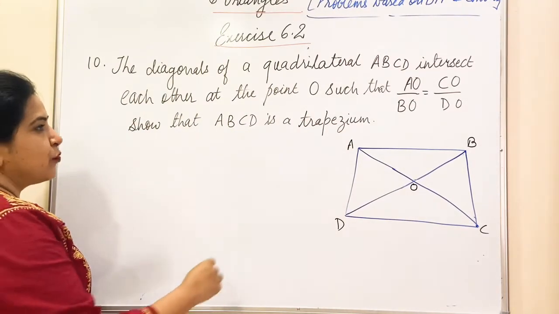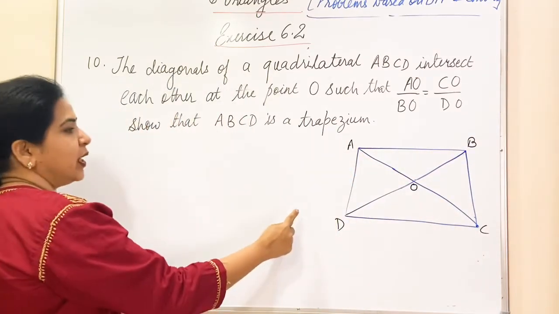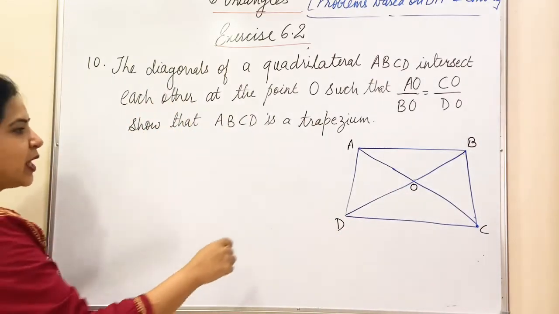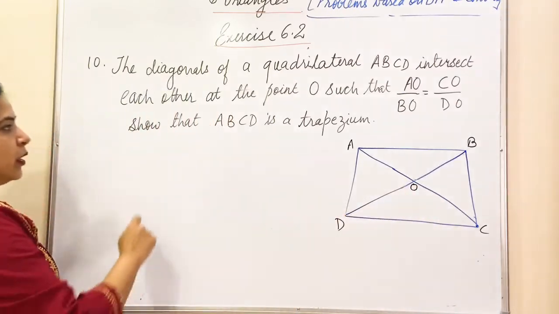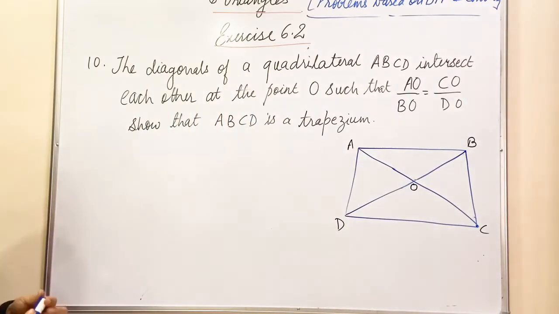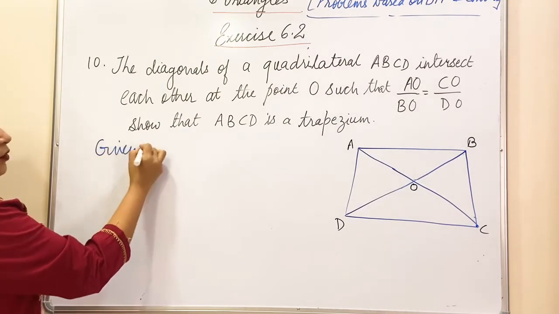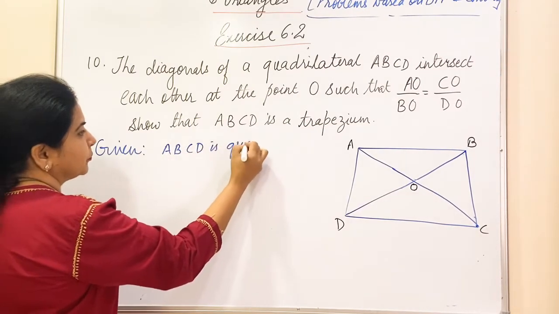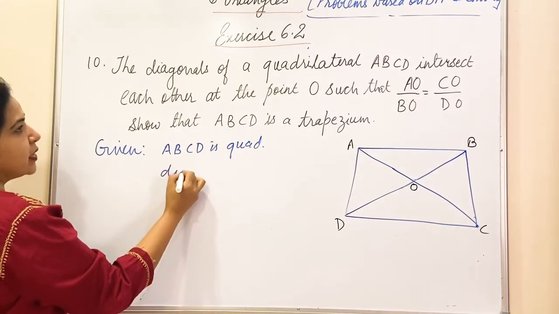Now, first of all, here we have to draw the figure. ABCD is one quadrilateral, diagonals intersect at O. Now, given that AO upon BO is equal to CO upon OD, then we have to prove that ABCD is a trapezium. So, first of all, we will write here given: ABCD is a quadrilateral. You can write from the question. And diagonals intersect each other.